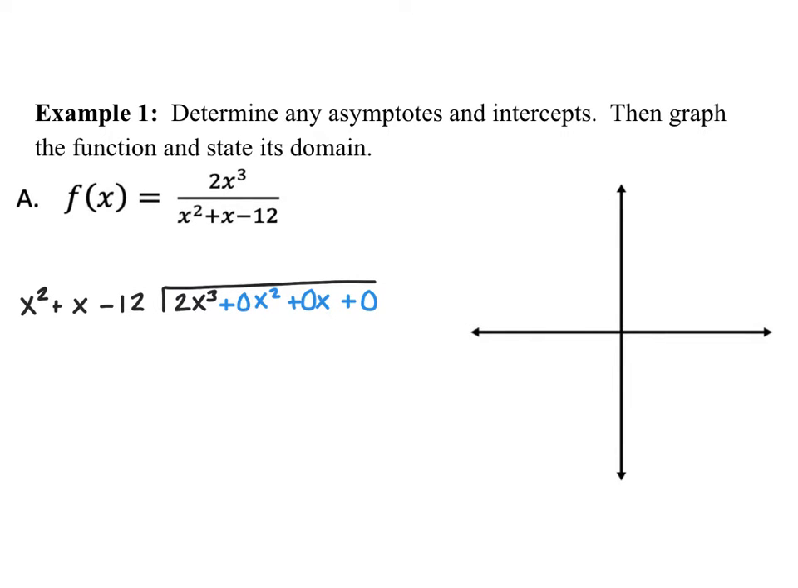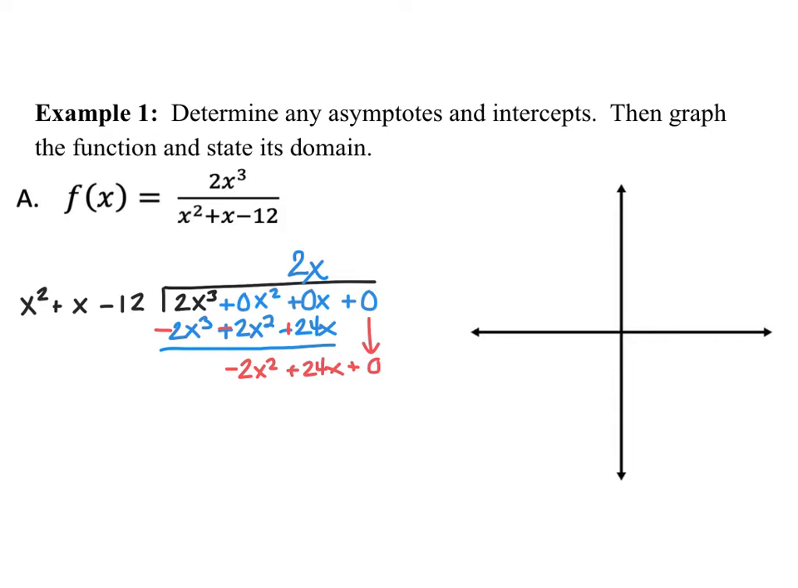So I check how many times does x squared go into 2x cubed, and it's going to go in 2x times. So I write this 2x directly above, and then I multiply 2x times the divisor. So that's 2x cubed plus 2x squared minus 24x, and now I'm going to subtract, which is where I like to change my signs, and add. So this will give me negative 2x squared plus 24x. And I'm just going to bring down my plus 0 here.